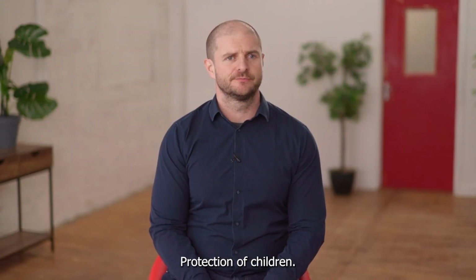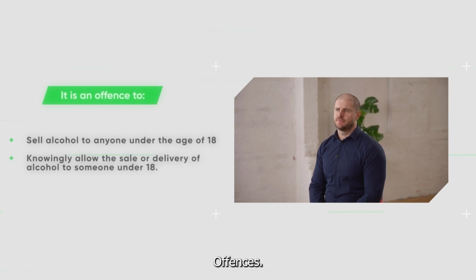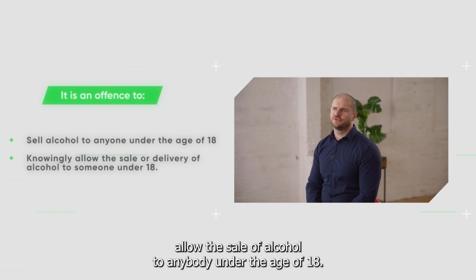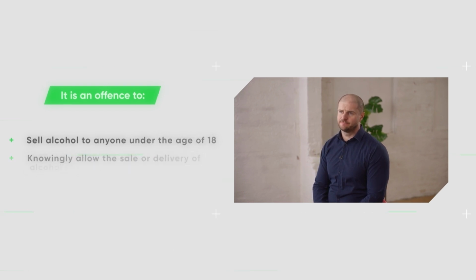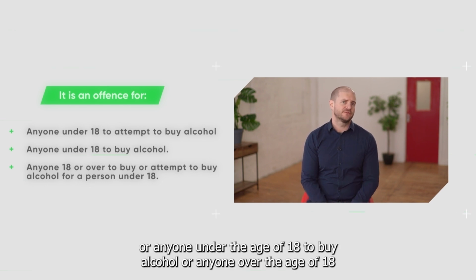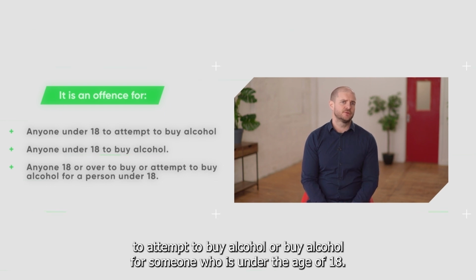Protection of children. Offences. It's an offence to sell alcohol or knowingly allow the sale of alcohol to anybody under the age of 18. It's an offence for anyone under the age of 18 to attempt to buy alcohol, or to buy alcohol, or for anyone over the age of 18 to attempt to buy alcohol or buy alcohol for someone who is under the age of 18.